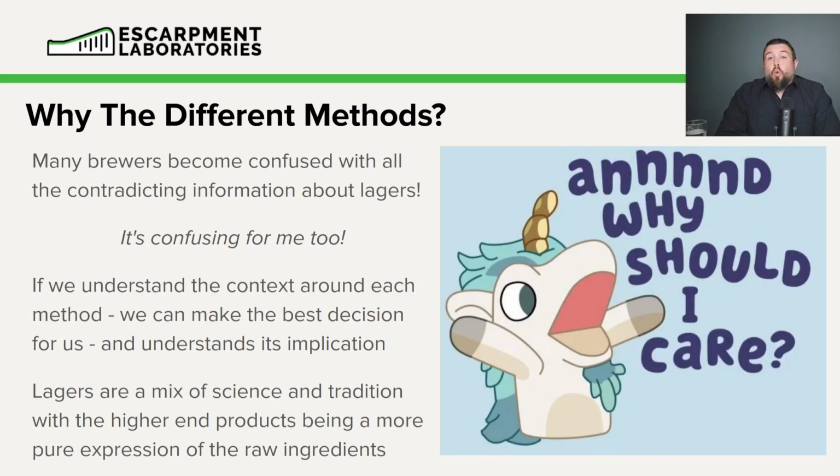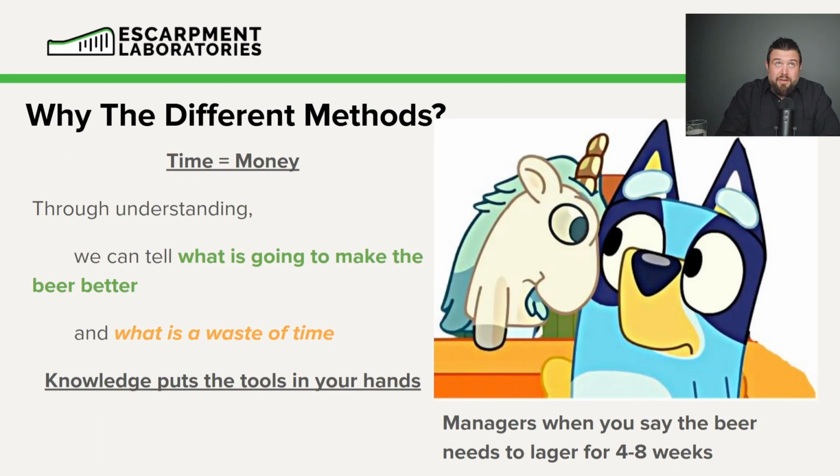Now, why should you care? Why the different lager methods? Well, there's good reason. It's kind of confusing. It's almost confusing for me too. If we understand the context around each one of these different models, each one of these different methods, we can understand why a brewer might be doing what they are doing. That will allow you to make better decisions and improve the quality of your beer. That's why you should care about these different methods.